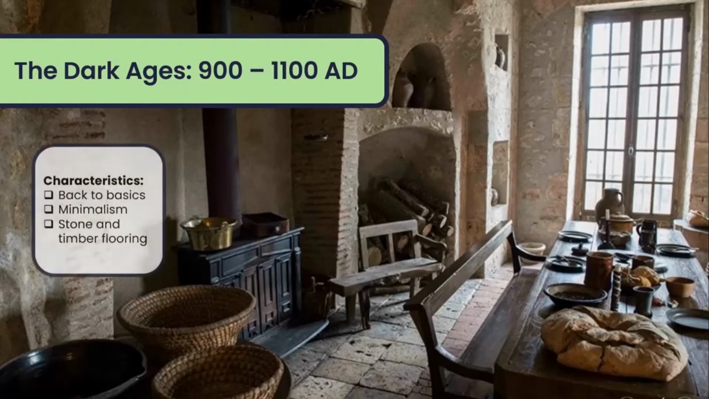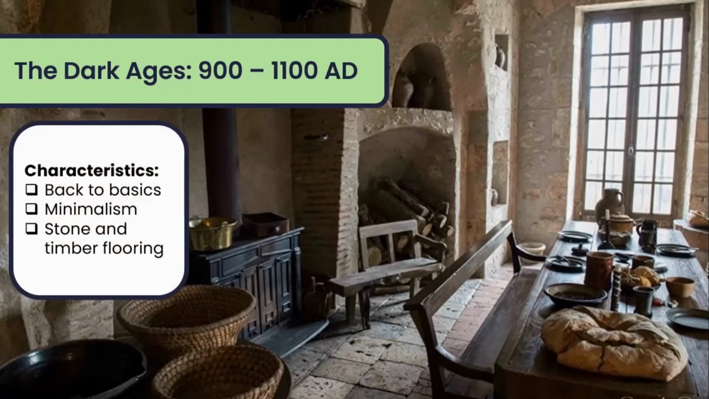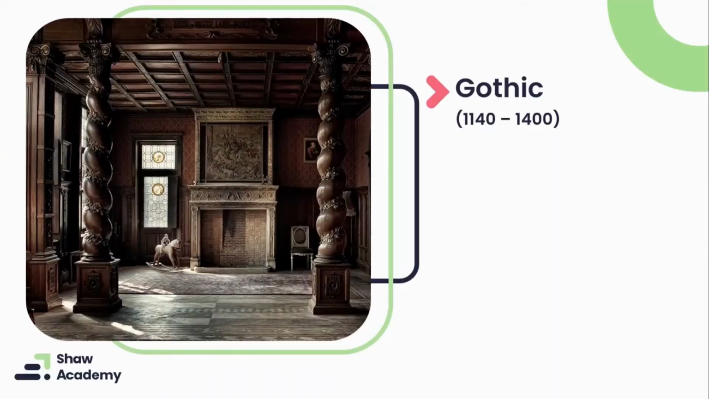Let's look at some of the other characteristics we can see. So in this image, we can see clearly that they've gone back to basics. They've adopted a minimalism approach or a minimalist style. We can also see the use of stone and timber flooring. So you can see how they've used stone on their floors and stone on their fireplace. And then obviously a lot of timber within the decor and furnishings.